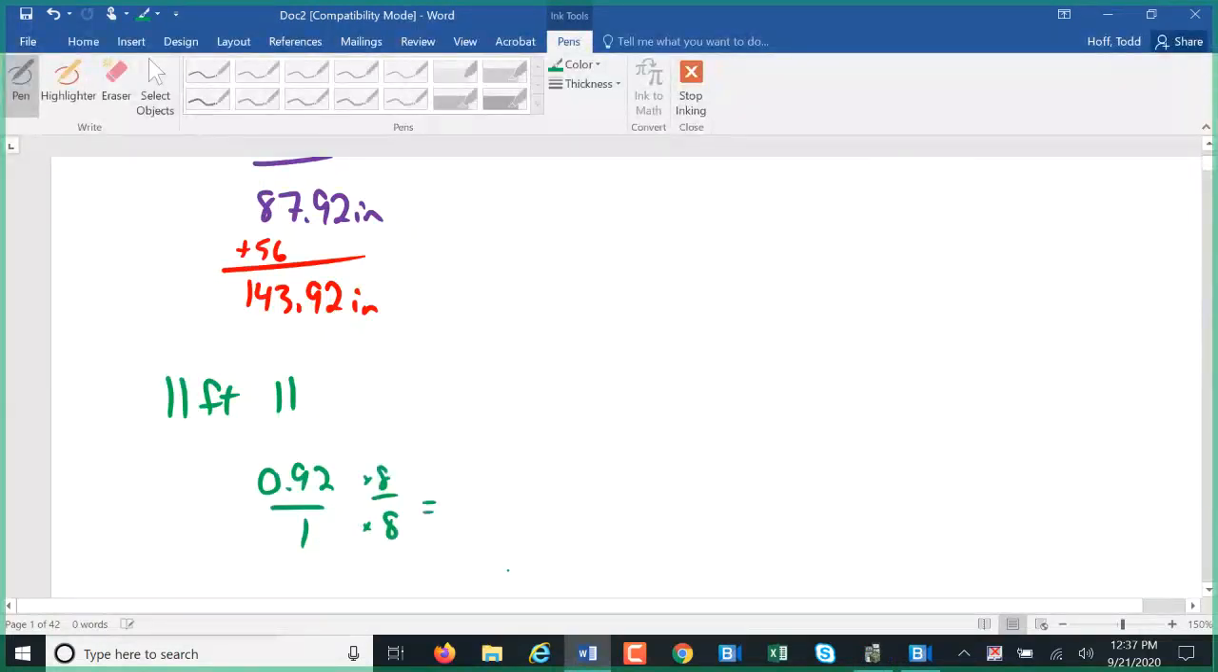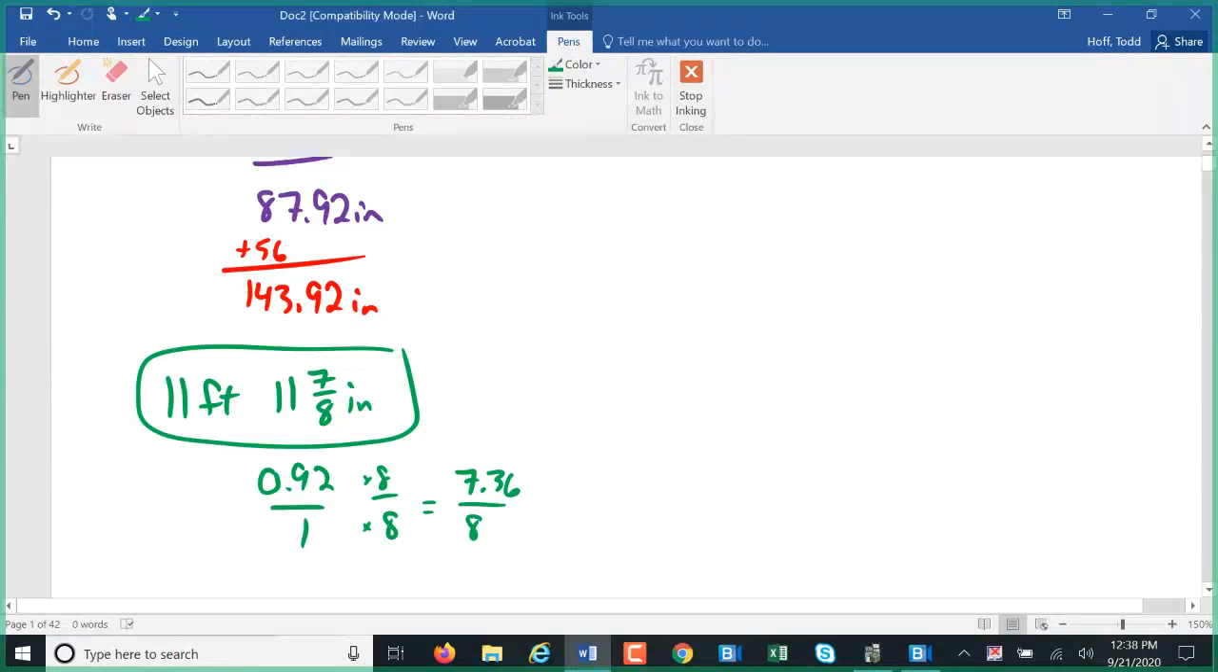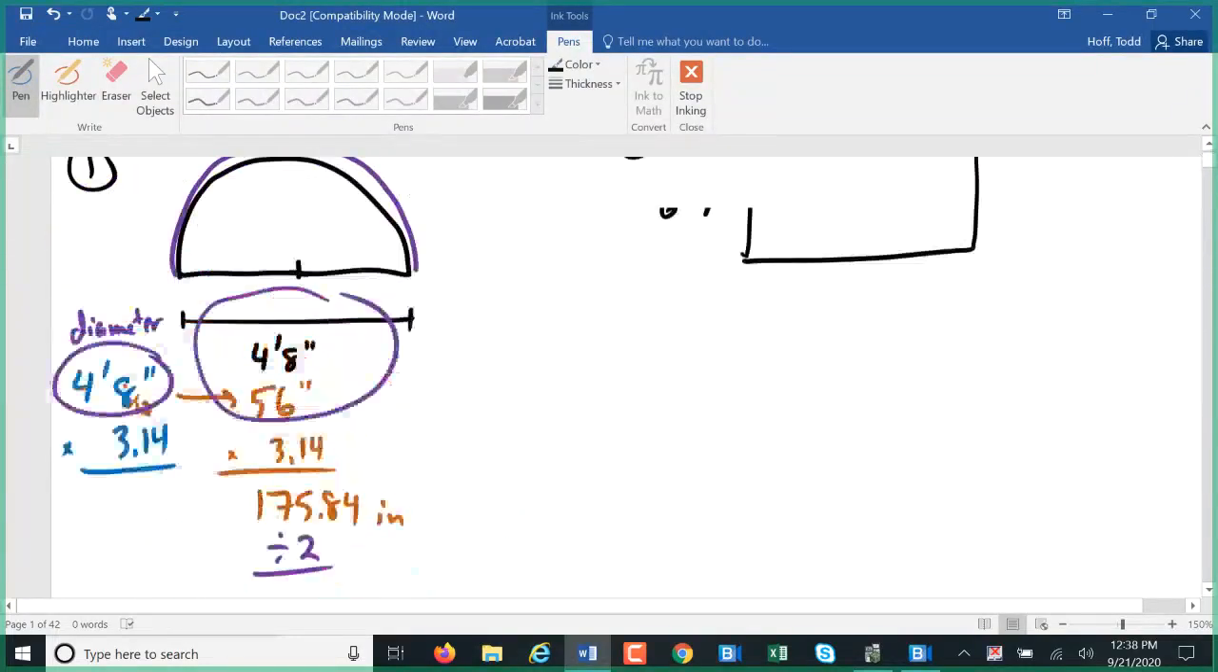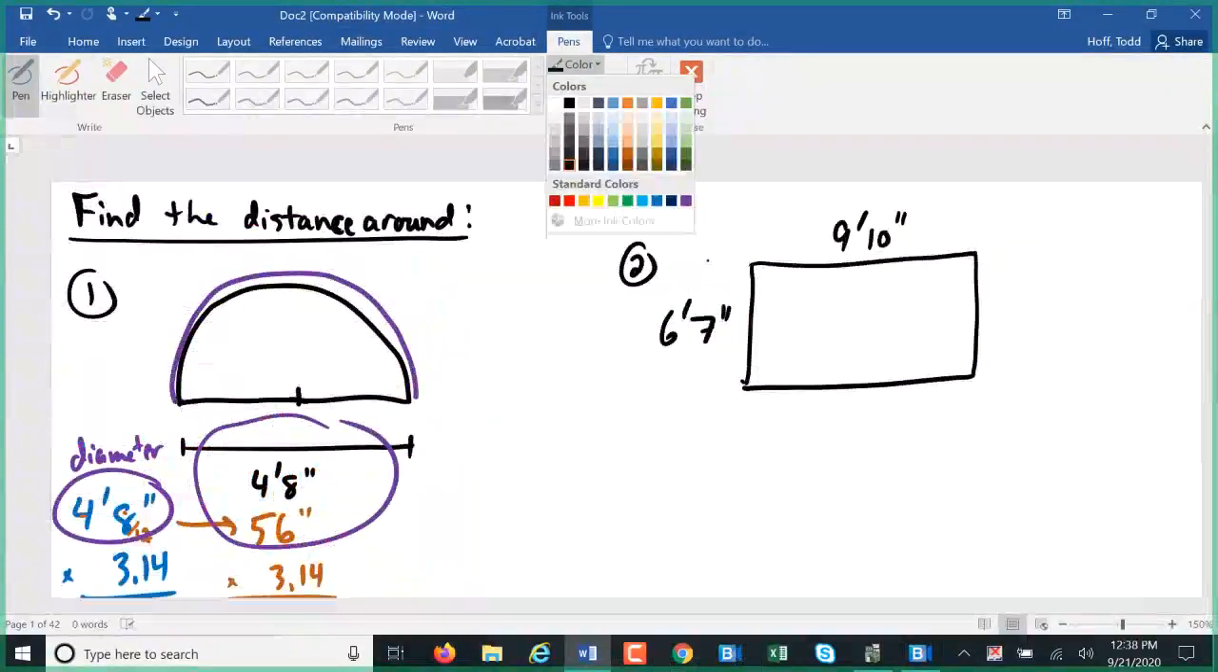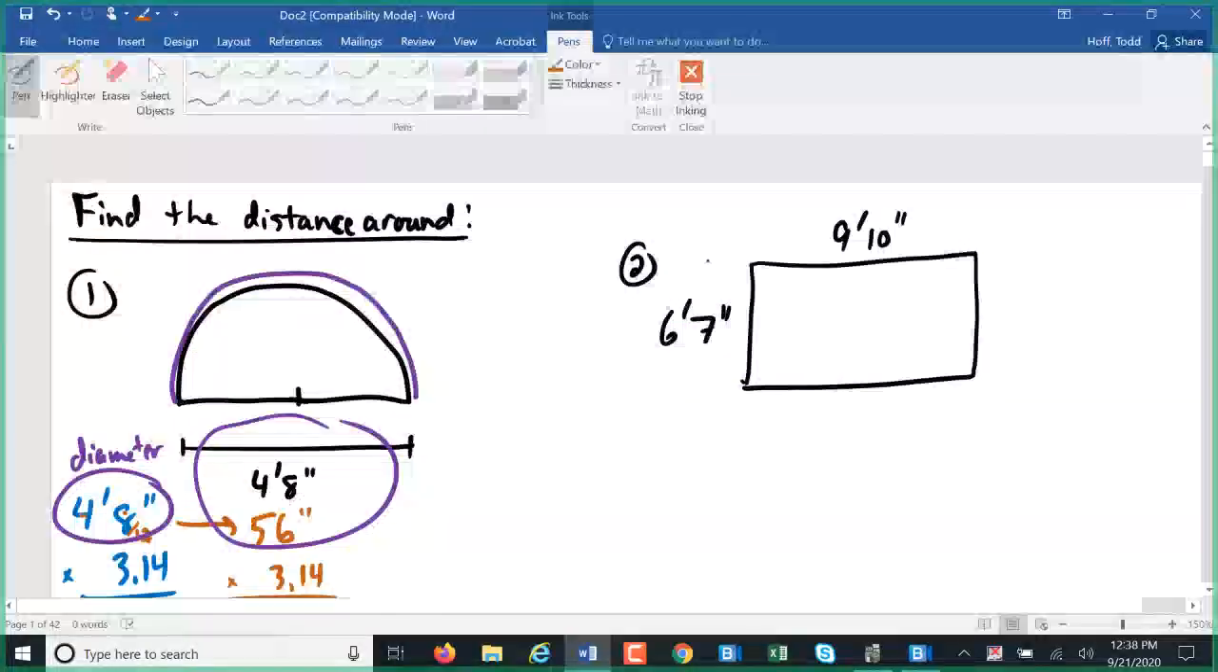You multiply by 8 over 8. So 1 times 8 is 8. 0.92 times 8 is 7.36. Well, that's between 7 and 8 eighths, closer to the 7 eighths. So the distance around that half circle was 11 feet, 11 and 7/8 inches. A lot of steps there, but nothing really terribly complicated. You just have to be able to piece a few different concepts together for that.